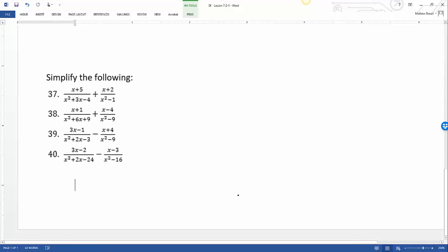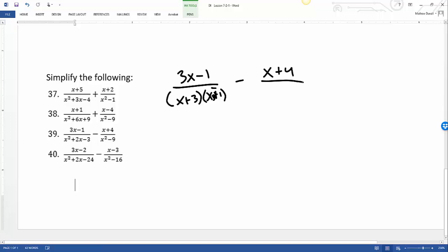So simplify the following here. Let's look at 37, or actually let's do 39. So if you remember, we need to have the same denominator, so I'm going to factor it. So this factors into x minus 3 and x plus 1. Sorry, x plus 3, x minus 1. And then minus, on top I have x plus 4. And then this will factor into x plus 3, x minus 3.